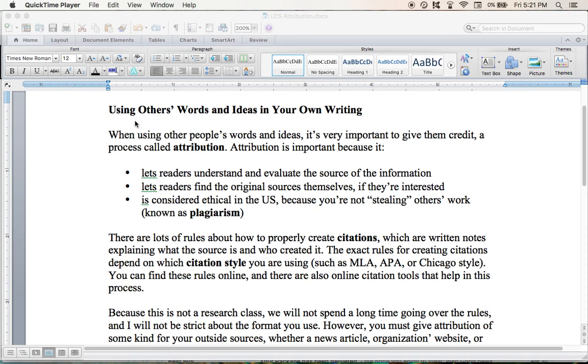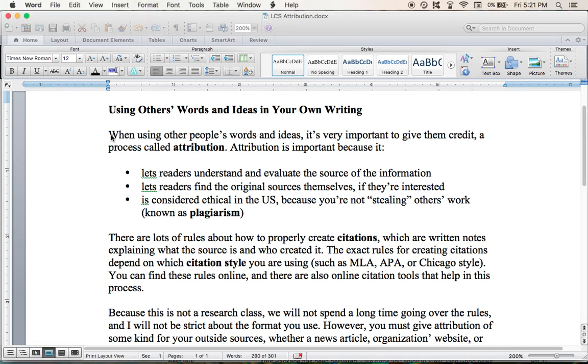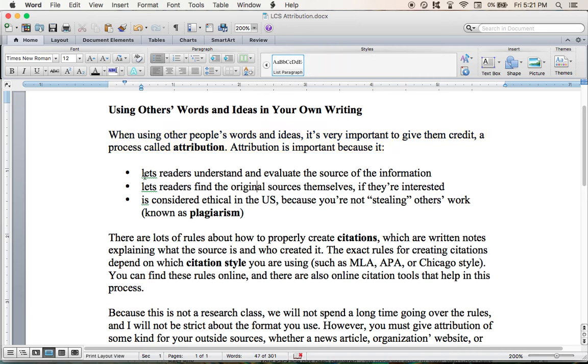So, first things first, when using other people's words and ideas, it's very important to give them credit, which is called attribution. Attribution is important for a few reasons. Attribution allows readers to understand and evaluate the source of the information. If you just use the information in your paper and the reader doesn't know where it came from, then they don't know whether they should trust it or why they should listen to this information, right?